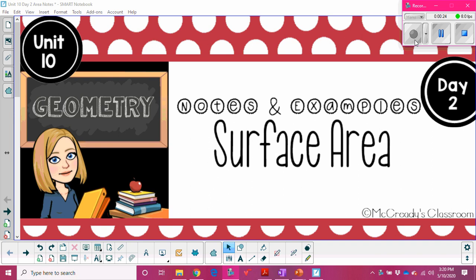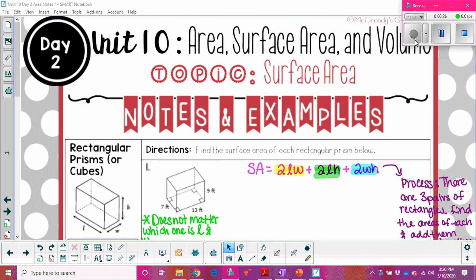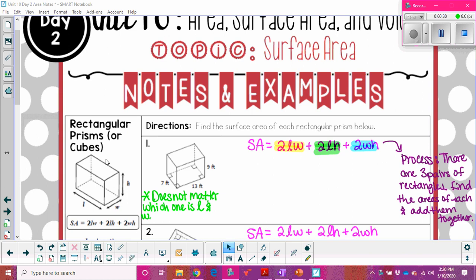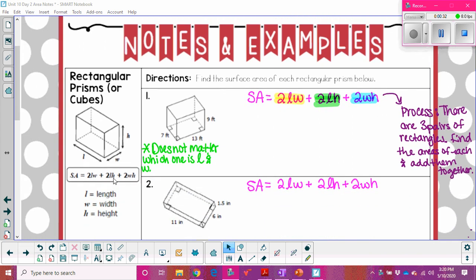Okay, so looking at what we're doing today, I've already got some stuff up here. The first thing I want to talk about are rectangular prisms or cubes. Here's the surface area formula: 2 times the length times the width, plus 2 times the length times the height, plus 2 times the width times the height. Basically, all this is saying is that you have to find the area of each surface of this shape and add all the areas together. And that's really all it's saying.